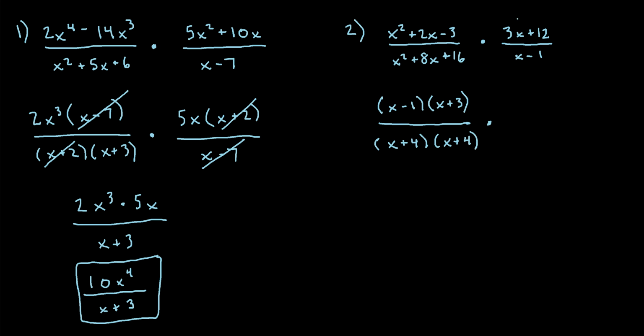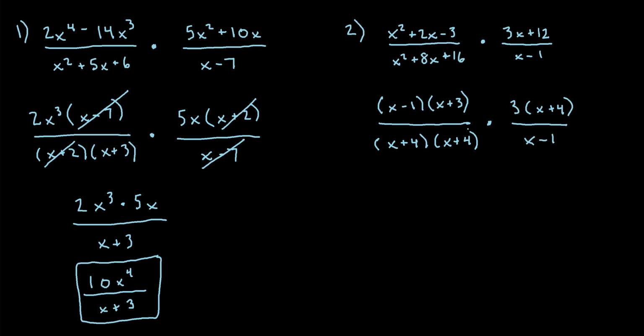And then over here we have 3x plus 12 over x minus 1. So 3x and 12, what is a common term that we can pull out of each of those? That would just be a 3. And that would leave us with x plus 4. And in the denominator, we have x minus 1. There's nothing to simplify there.